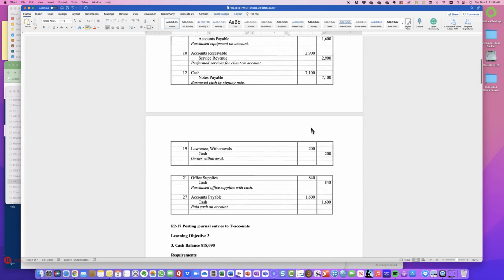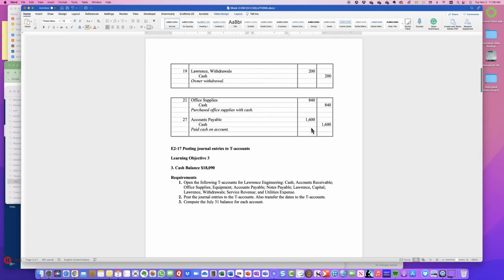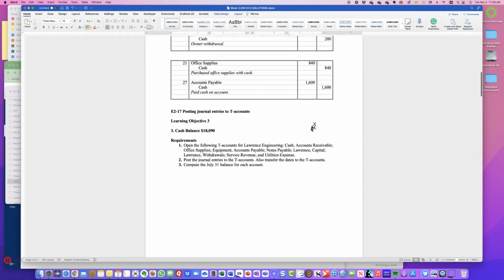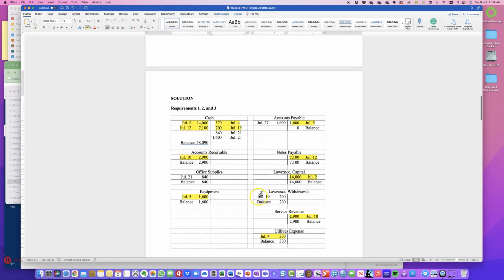And then we move on to the 19th. So now we are on our last three transactions. And this is the owner withdrawal where Lawrence took out $200 in cash. So we're going to start with the cash and put our balance here of the $200. And then we have a debit for Lawrence withdrawals. We do not net capital and withdrawals.